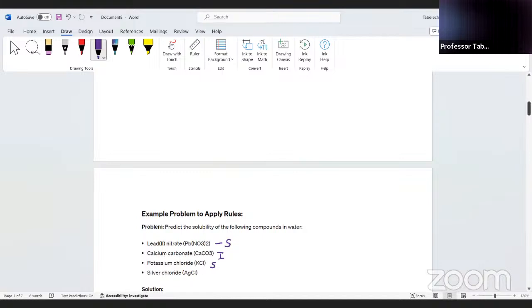Yes, Jaden, that is correct. Neutralization, yes. And I've got one coming up shortly.